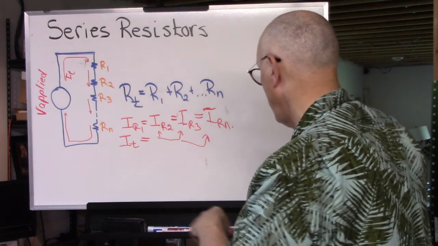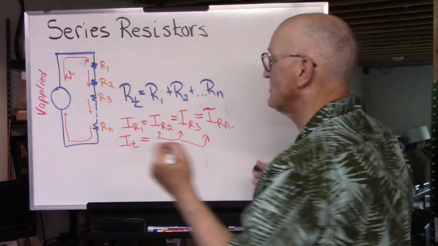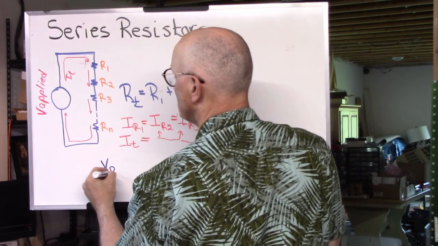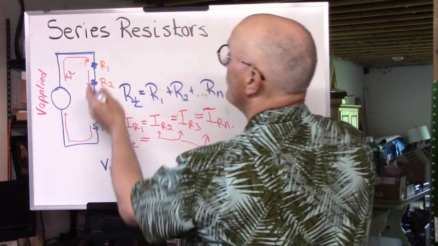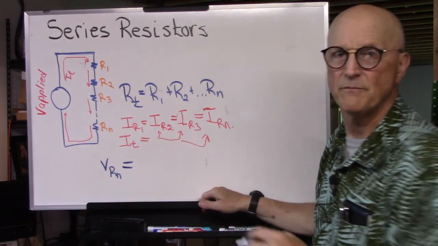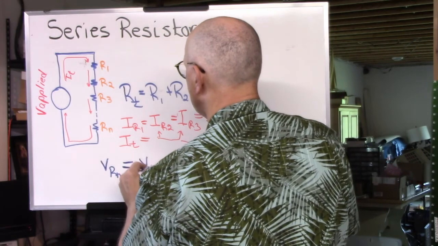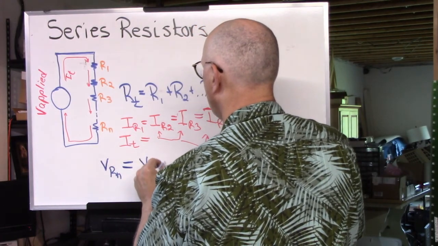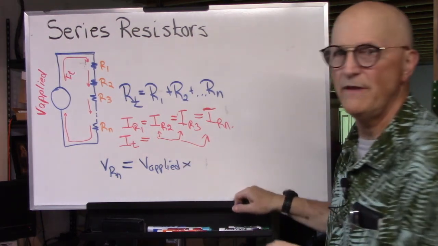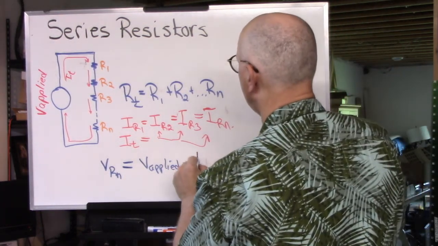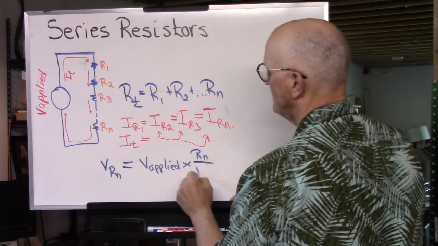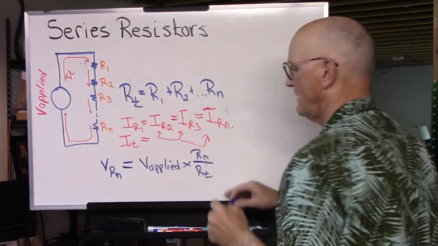And so in order to find the voltage across a given resistor, let's say voltage across R sub N, whichever resistor you want to call that, is equal to the applied voltage to the series string times the ratio of the value of that particular resistor and the total resistance of the string.